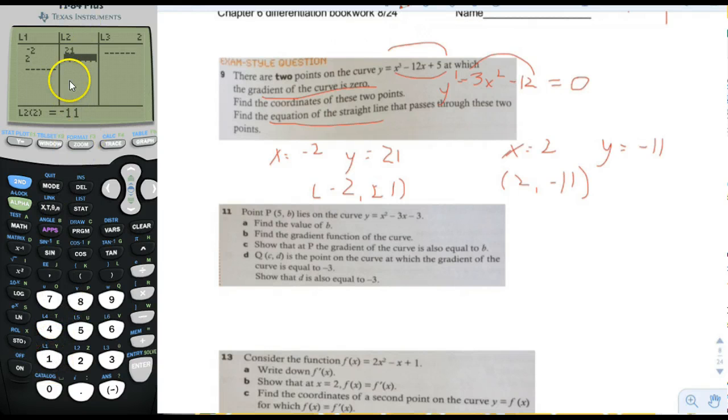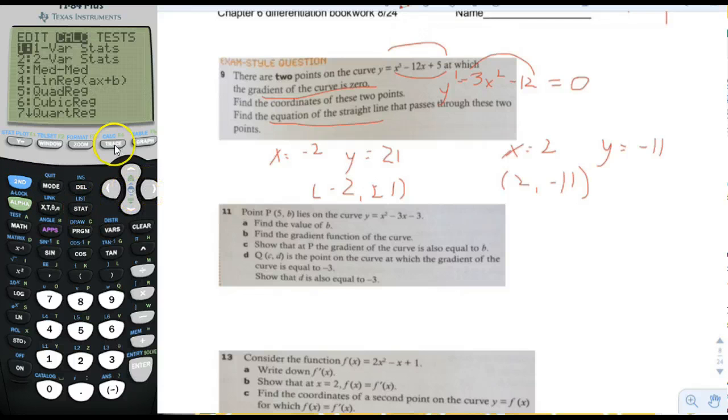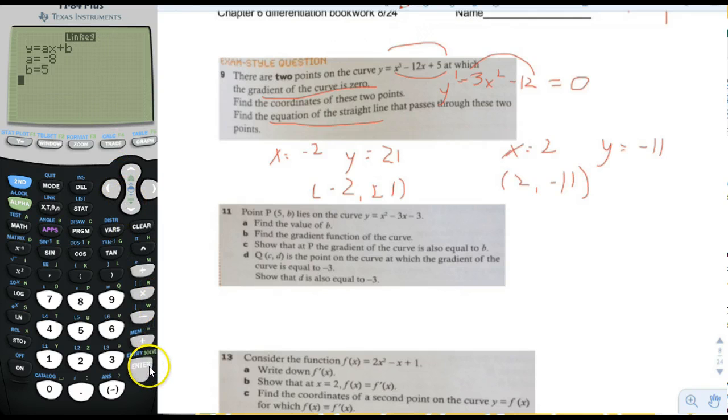Then we use linear regression to connect a line between the 2 points. We use stat, calc, linreg, which is 4, and the x coordinates are in L1, the y coordinates are in L2. Go down to calculate, and it gives us the function. It'll say y equals negative 8x plus 5. Okay?